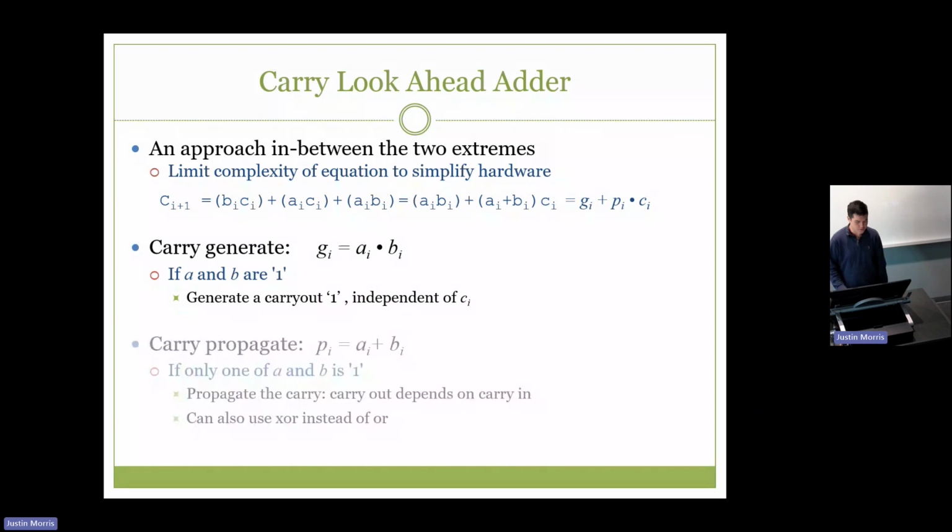And there are 2 things that you're going to calculate at every bit. First, is this bit going to generate a carry? It's going to generate a carry if A and B are 1. No matter what the carry in is, the carry will be generated. And then, are you going to propagate a carry? You will propagate a carry if A or B is 1, because now whatever is incoming, the carry out will be whatever is incoming.